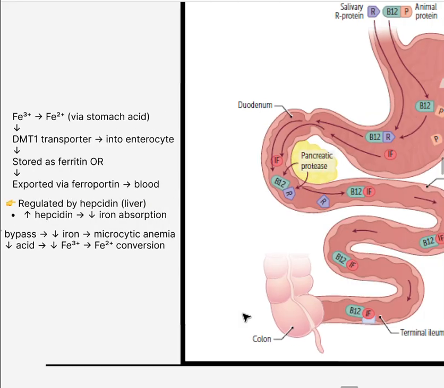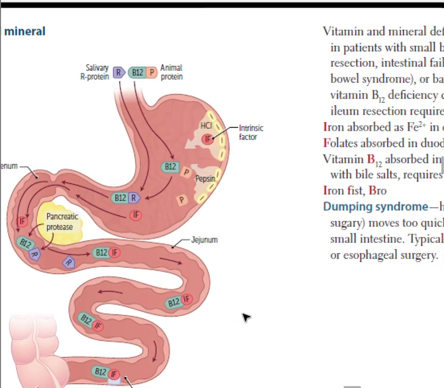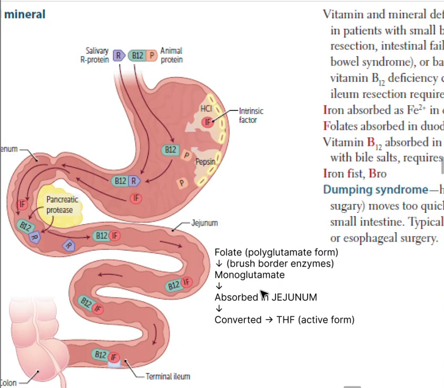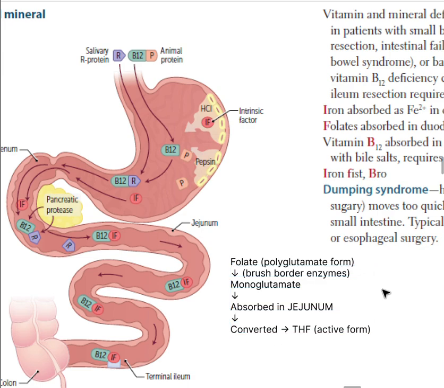Now, folate is also important. When we come and study folate here, what happens is folate is a polyglutamate form and it's absorbed from the brush border enzymes. So we can look at folate here. It's in a polyglutamate form. It's absorbed from the brush border enzymes and it's converted into the monoglutamate form. Then it's absorbed in the jejunum and then it's converted to the THF form, and that is the form that the body uses. It's the active form.